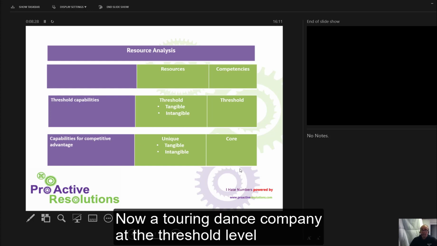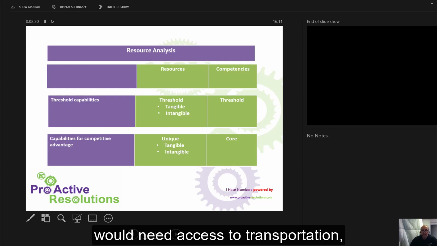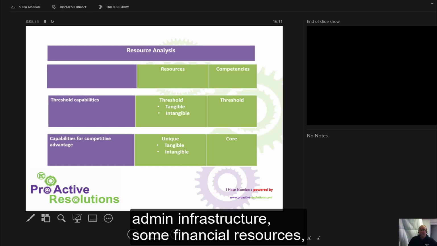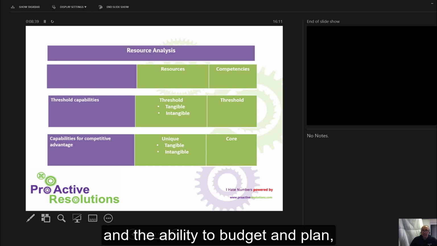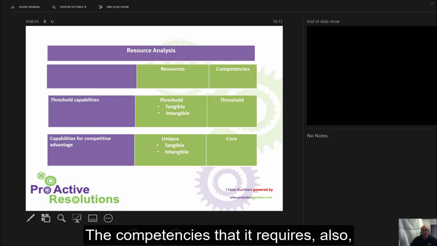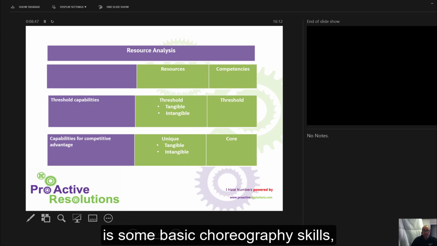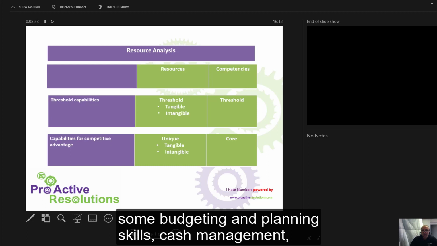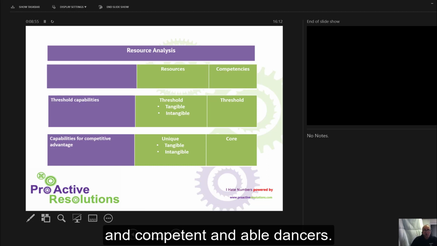Now, a touring dance company at the threshold level would need access to transportation, a van or a vehicle, a basic level of admin infrastructure, some financial resources, and the ability to budget and plan, and access to dancers and technician support. The competencies it requires are also some basic choreography skills, obviously an individual with a driving license, some budgeting and planning skills, cash management, and competent and able dancers.